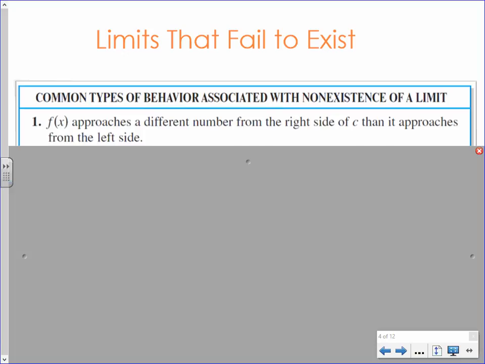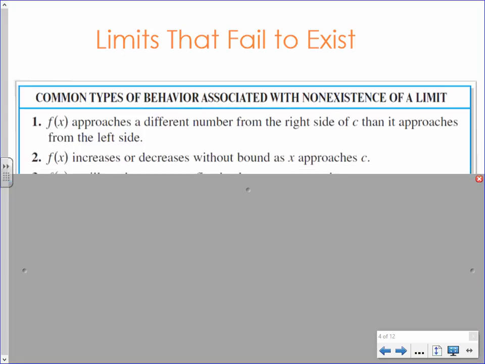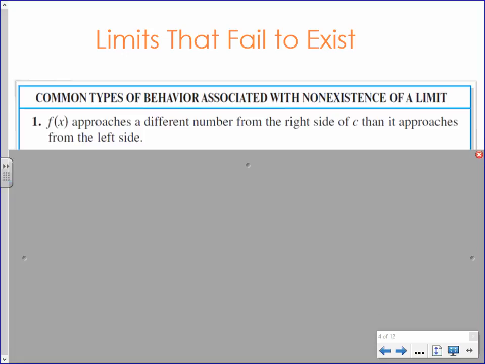And I will show you a picture of what each of these look like. Okay? The second case, actually, let me just show you a picture of what this looks like right now.